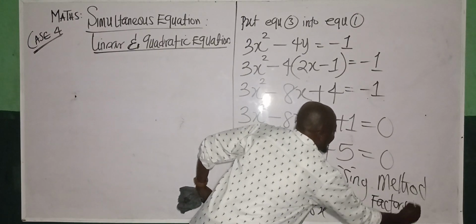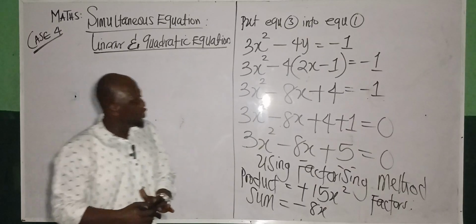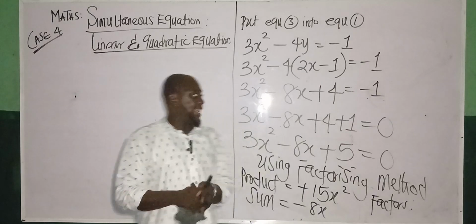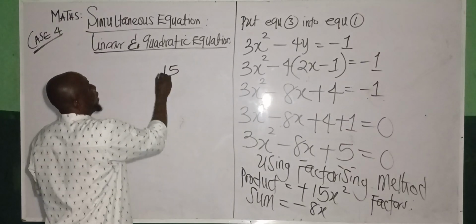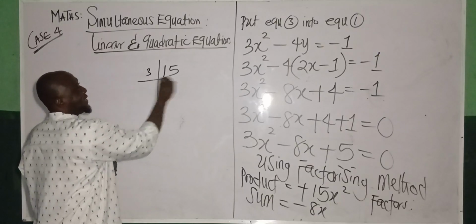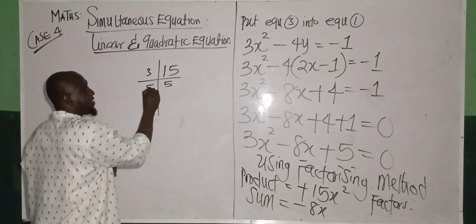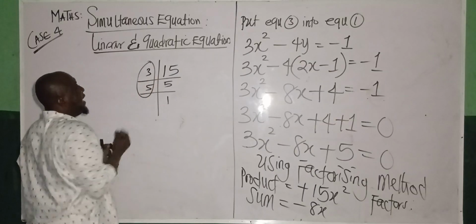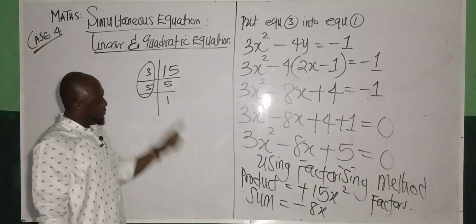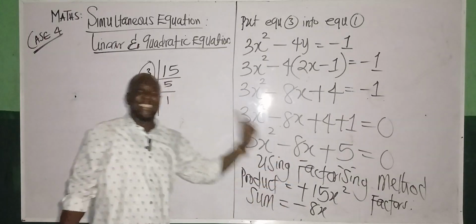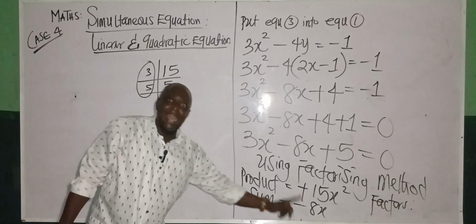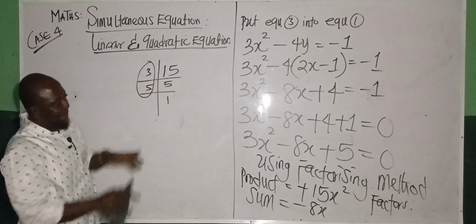How do we get the factors here? We come to the product: what and what do you multiply to give you 15x squared? I told you that you can take your 15 and divide by the smallest number. You start from the smallest one. 3 can go here, 3 into 15 is 5. What and what do I multiply to give me 15? It is 3 and 5. Next, how do I get minus 8?